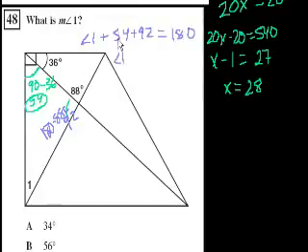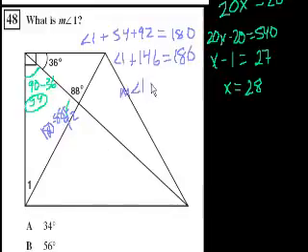So angle 1, let's see, 54 plus 92 is 146, is that right? 146, I think, is equal to 180. Subtract 146 from both sides. The measure of angle 1 is equal to, let's see, 180 minus 146 is equal to 34 degrees. So the answer is A.